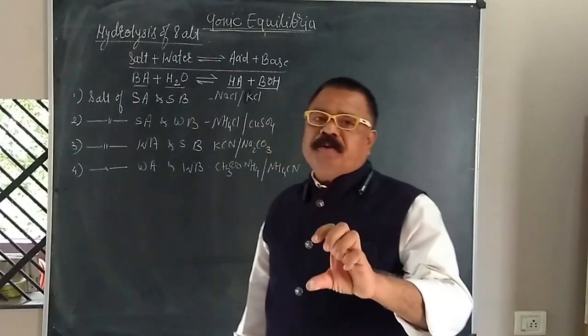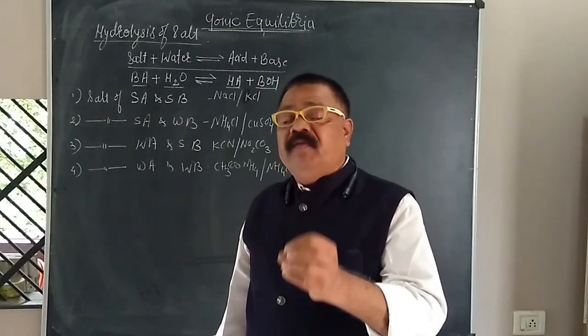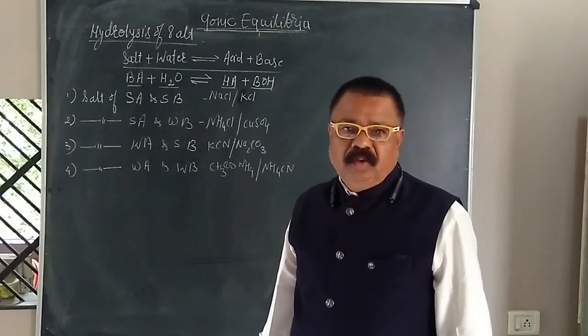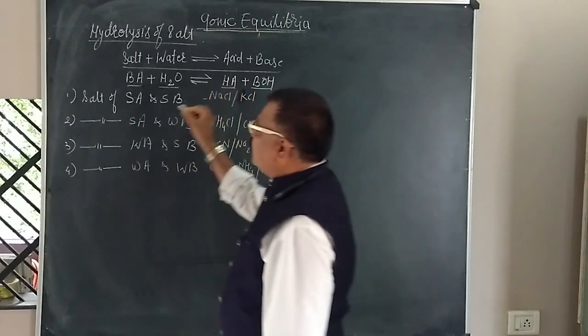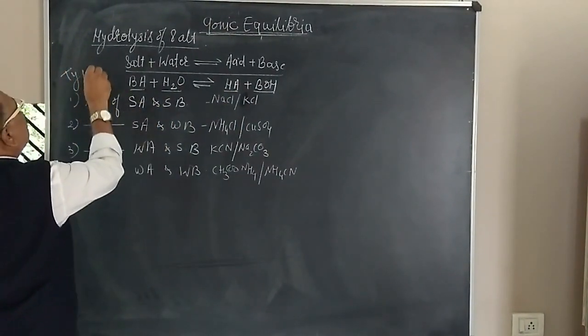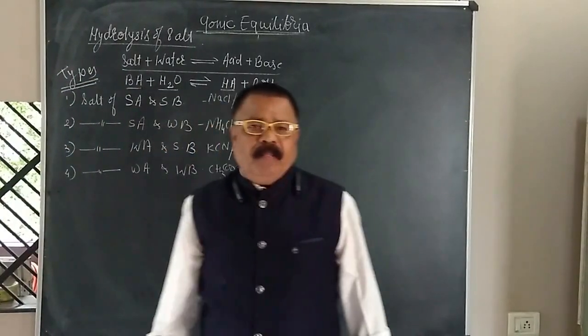And in hydrolysis of salt, the product we get will be the acid, the base, or neutral. Now we are also coming to the various types of salt. If we talk about types of salts, what are the types of salts that we are getting?